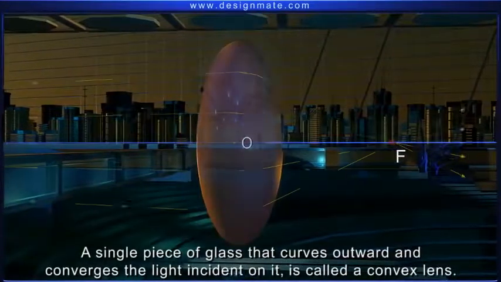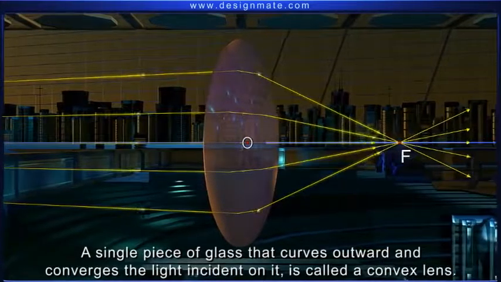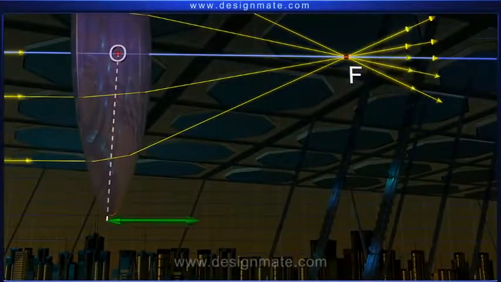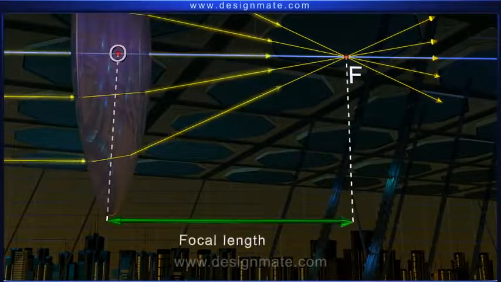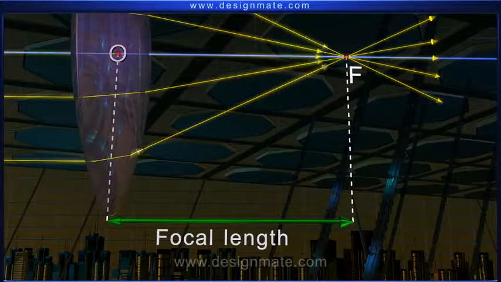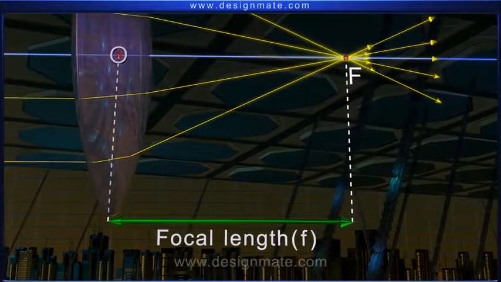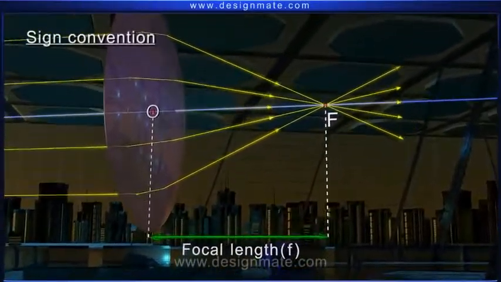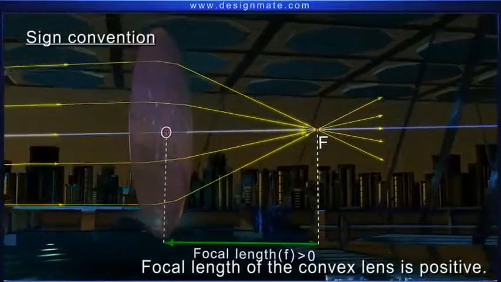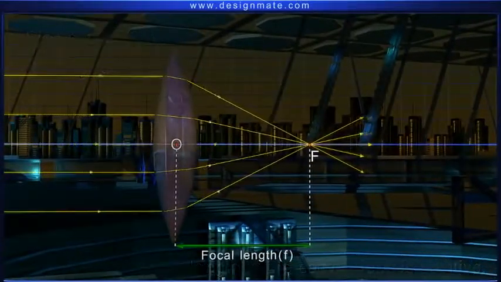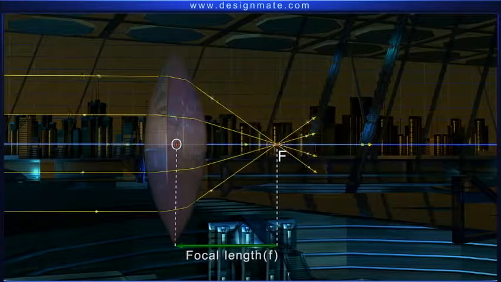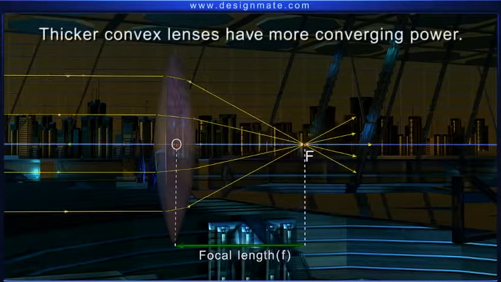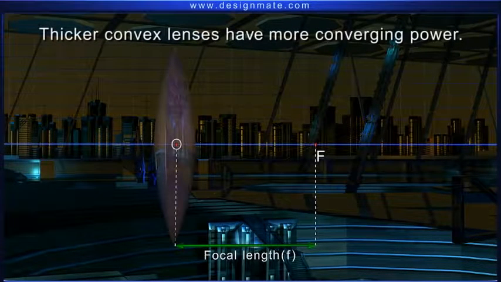A single piece of glass that curves outward and converges the light incident on it is called a convex lens. The distance from the optical center to the focal point is called the focal length of the lens and is represented by f. According to the sign convention, the focal length of the convex lens is positive. Thicker lenses having greater curvature bend the light more and thus have shorter focal length. Hence, thicker convex lenses have more converging power.